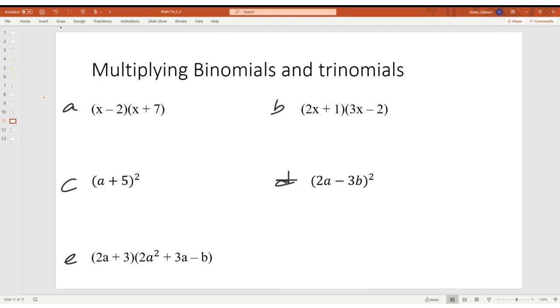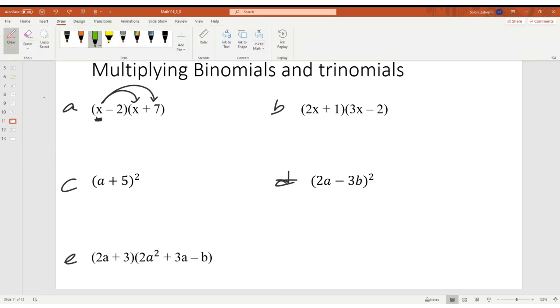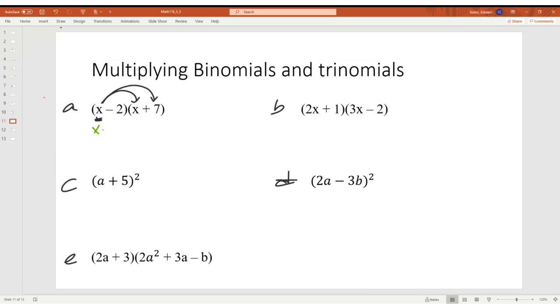Now let's start. So for A, this is how you multiply a binomial product. You take the first number here, the first binomial, and distribute over the second binomial. So x multiplies x plus 7. So x times x is x squared. That's the first term. Well, let me multiply it so that you can see. So I will use different colors here. x times x, then x times 7. Then we take negative 2 and distribute over x and 7. So negative 2 times x and negative 2 times 7.